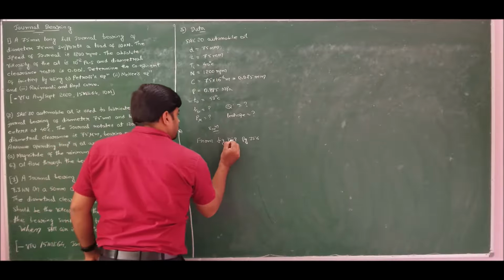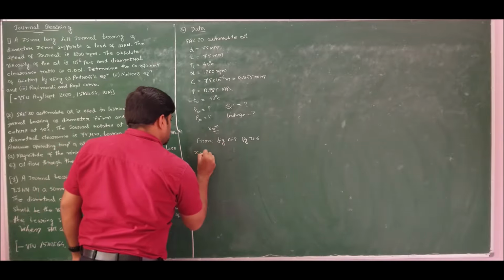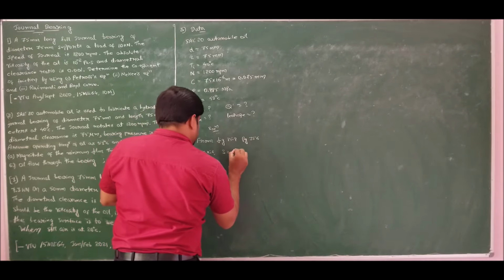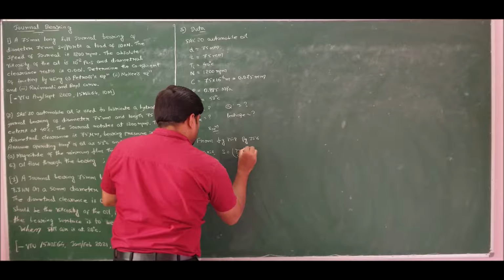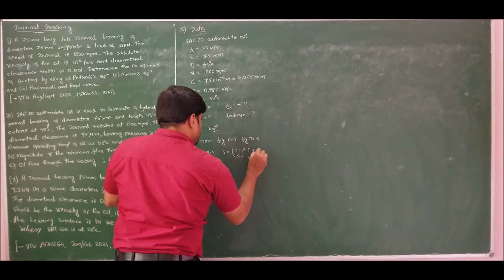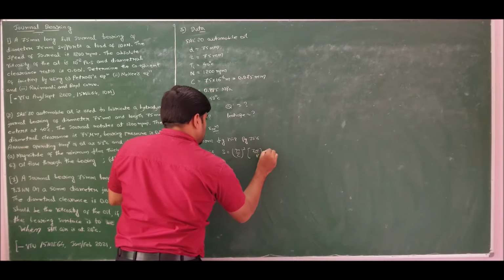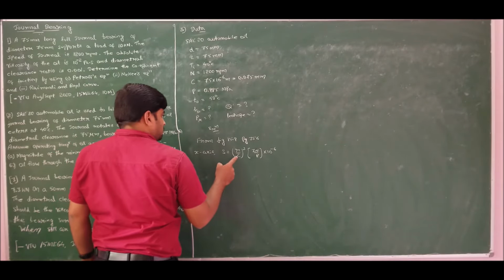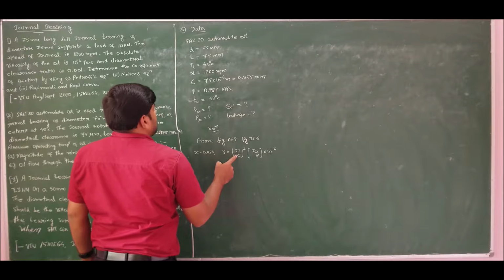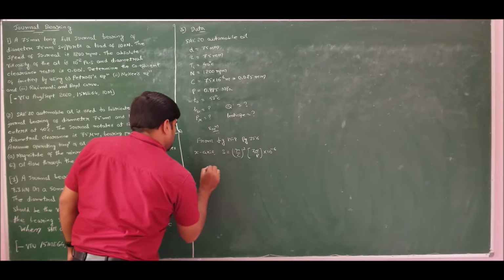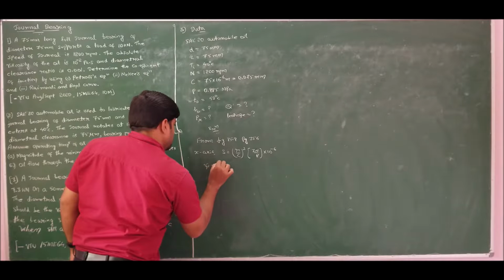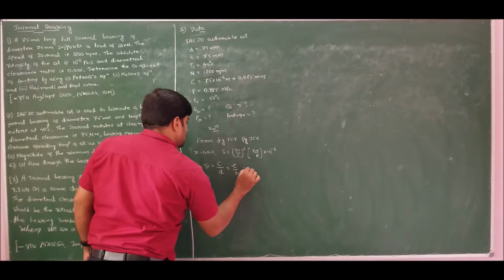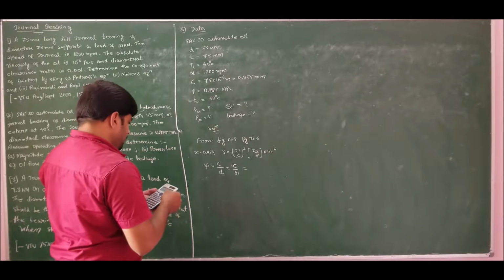wherein we have the x-axis as the Sommerfeld number, which is given by (r/c) whole squared into ZN/P times 10 to the power of minus 6. Now if you observe, I know the diametrical clearance and the diameter, so I can write xi, which is equal to capital C by D, which is equal to small c by r, which can be calculated.